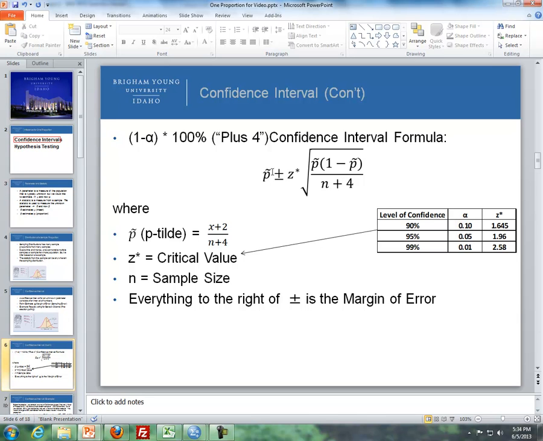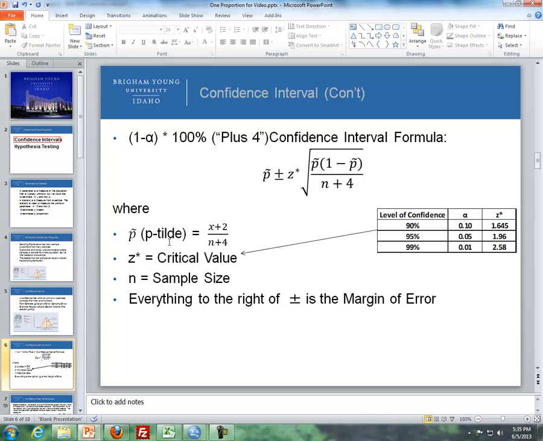So basically the confidence interval is p tilde, and this is how we pronounce it, p tilde, plus or minus a margin of error, where we use a critical value, and these critical values are the same critical values that we used before for the 90, 95, and 99% confidence intervals. And then in the square root, we multiply by p tilde times 1 minus p tilde divided by n plus 4.